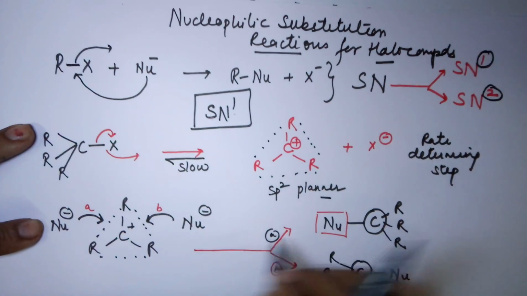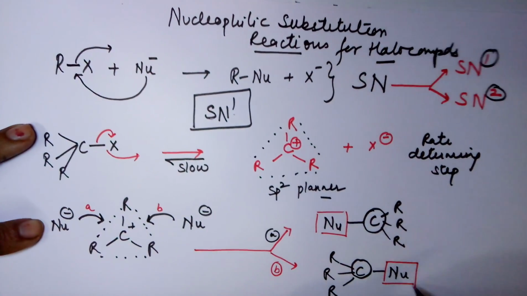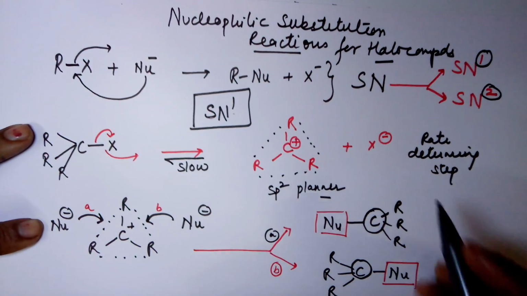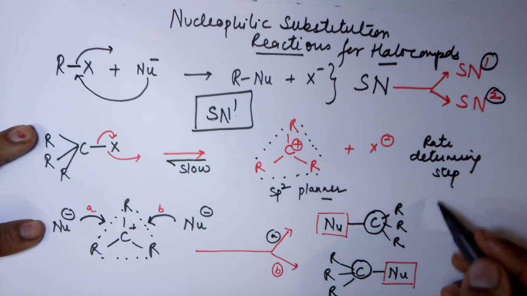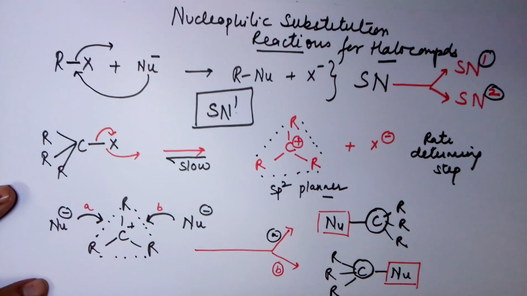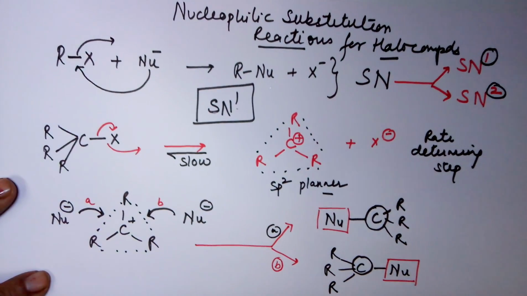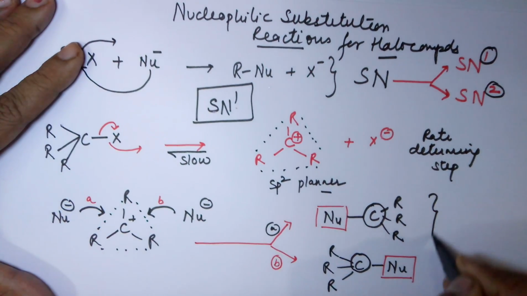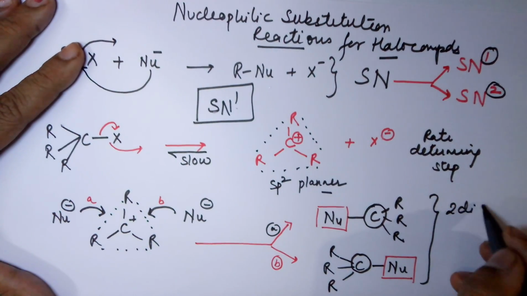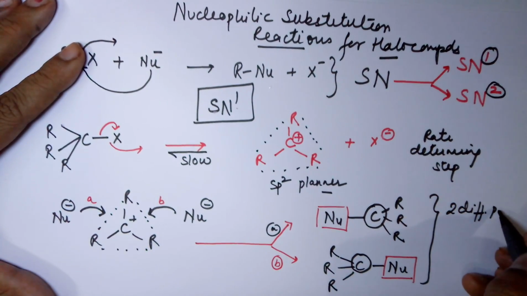You have the nucleophile from this end, and in this case you have the nucleophile from this end. These two are stereochemically different products. They are different with respect to their arrangement in space. So you have got two different products.